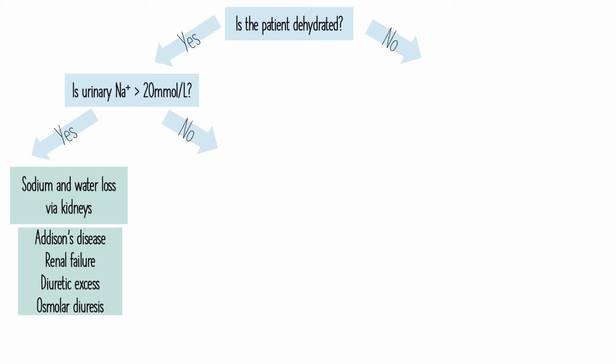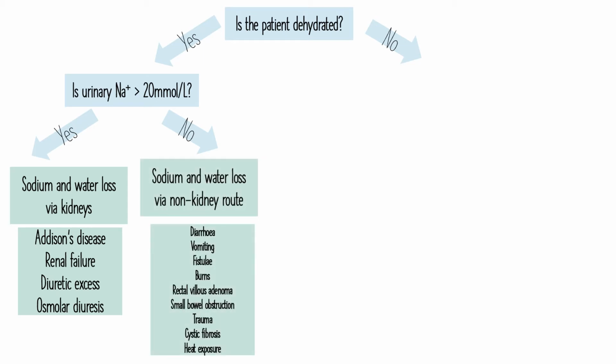Okay, then if the answer is no, sodium isn't being lost in the urine, then we know that it's being lost via other ways than the kidneys. So that's things like diarrhea, vomiting, fistulae, burns. You can see all the different causes listed here.